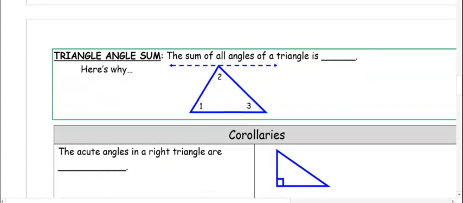Triangle angle sum. So all the angles in a triangle always add up to 180 degrees. Here's why. If I draw a line that is parallel to the base, I can use my alternate interior angles to add 1 and 3 up to the top. Now, all of those angles, 1, 2, and 3 are forming a straight line, which is equal to 180 degrees. So we know that the measure of angle 1 plus the measure of angle 2 plus the measure of angle 3 always has to equal 180 degrees.